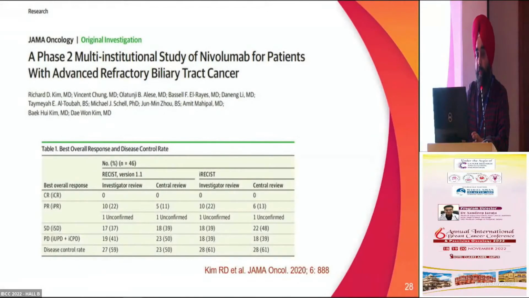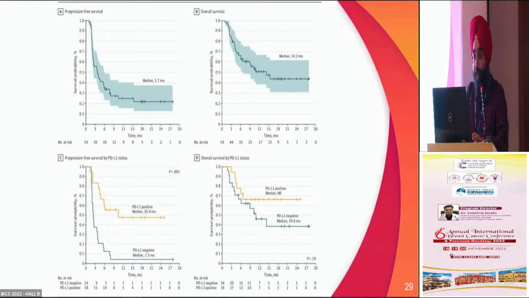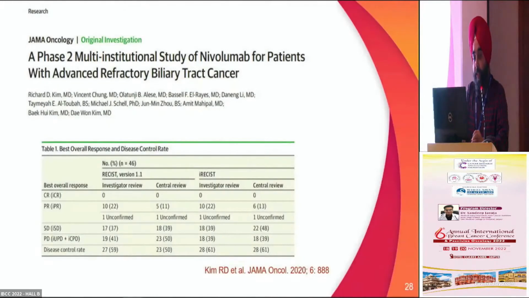Another study, again for refractory advanced biliary tract cancer patients, is a phase 2 study of nivolumab. If you see the patients who received nivolumab, the overall response rate is close to 10% PR. It's not basically a comparison; it means we don't have any options for patients who have advanced refractory biliary tract cancer.